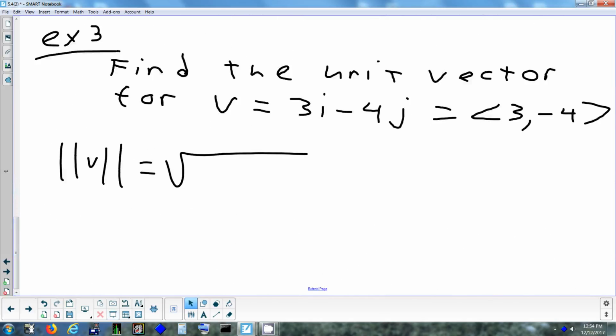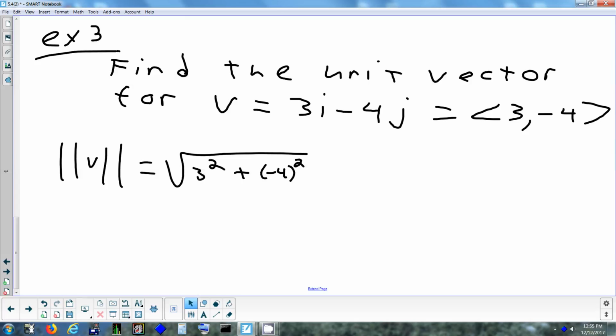So we start out with the square root. Chad, can you remind me how I find the magnitude, what I plug in? x1 squared and y1 squared? Yep, x1 squared plus y1 squared. What's x in this case? 3. 3 squared is 9. And what's y squared? 16. Yep, 4 squared.